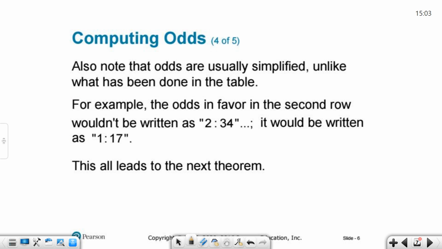Now, sometimes they might reduce. So for example, if you have odds of 2 to 34, let's say you had a problem like that on your homework, and that's not one of the multiple choice answers. It's going to reduce. So you can also reduce them kind of like a fraction. It's not a fraction, but they would be reduced by 2. So 2 goes into this one time, and 2 goes into this one 17. So they're always going to be in a reduced state.